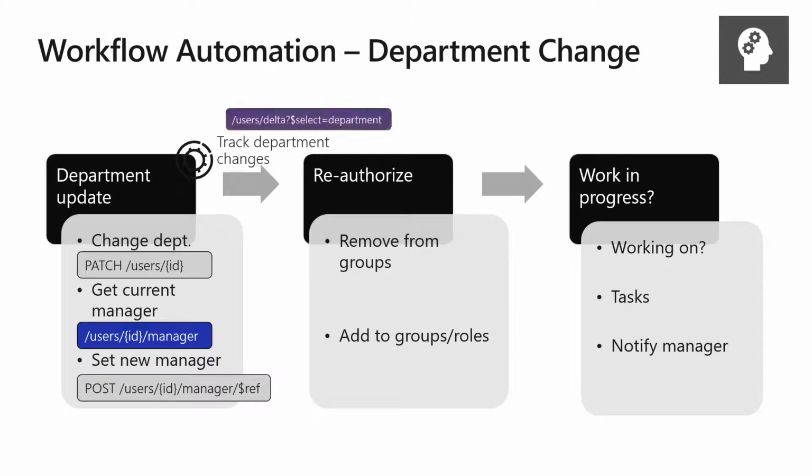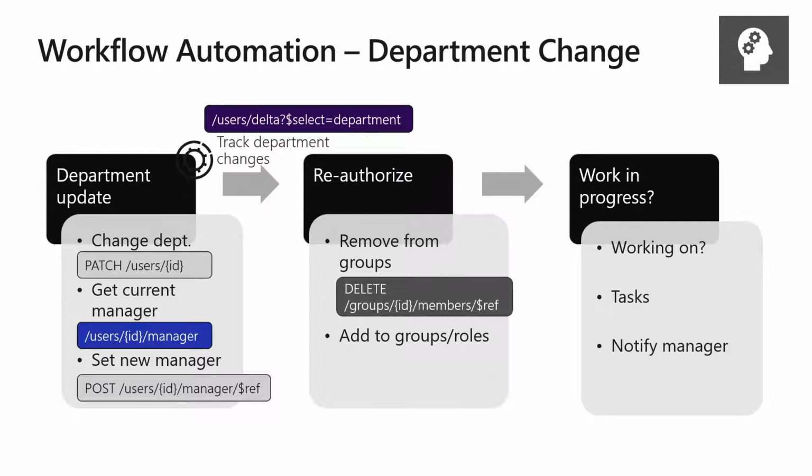Now, in the background, this app, or a dedicated app that's tracking changes to users, could monitor for this sort of department change and take a set of automated steps when that happens. So you're going to use Delta Query for this, which is our change tracking API.